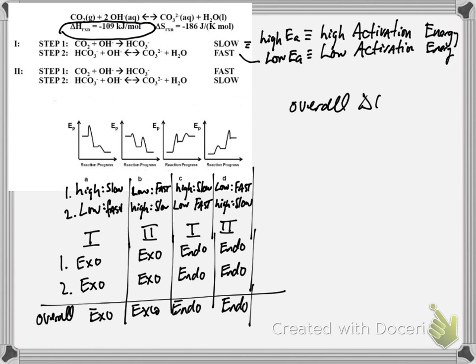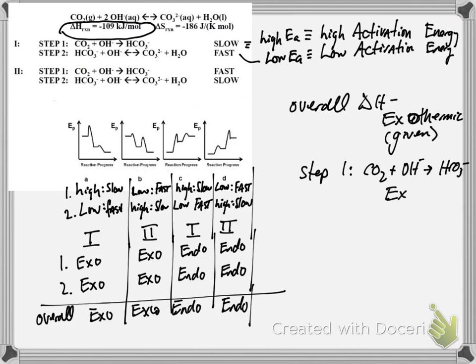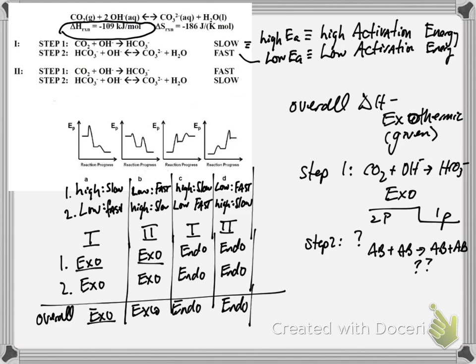Okay, so first we look at the overall reaction. So the overall reaction was given to us. Delta H is negative, it's exothermic. So that's given. We can look at step 1. Step 1 is really the only step that is clearly assignable. Step 1 is 2 reactants making 1 product. We know this is exothermic. 2 particles making 1 particle, net bond formation, exothermic. Step 2, 2 particles making 2 particles, AB bonds on both sides. Not really sure. Probably won't be used definitively.